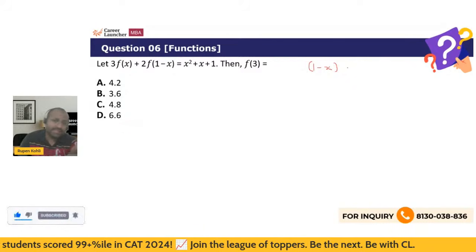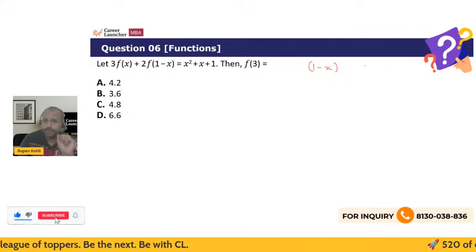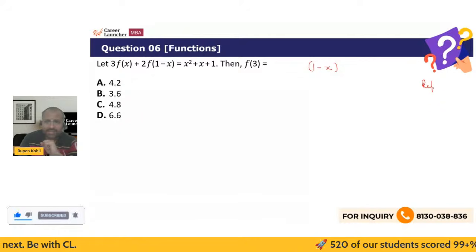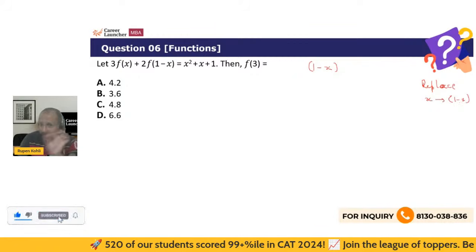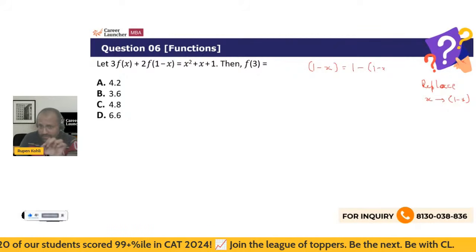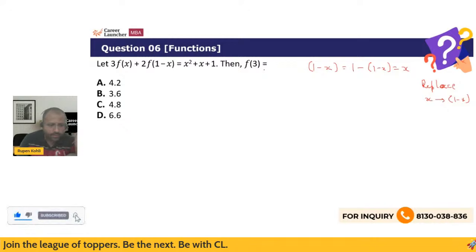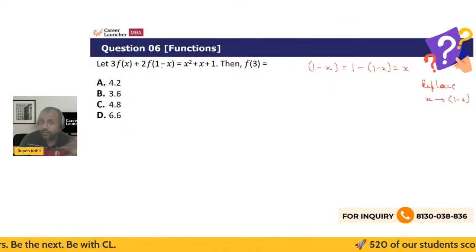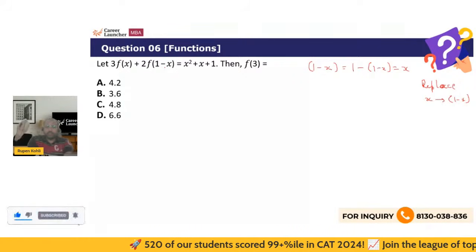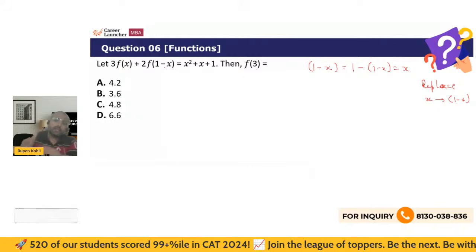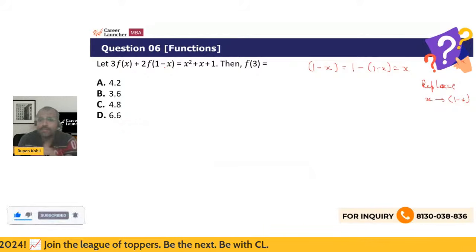If you replace x with 1 minus x, you'll get back x, because 1 minus of 1 minus x is back to x. That's the key. In this question, you have to eliminate f of 1 minus x. This equation is true, so if I replace x with 1 minus x, I will have another equation with different coefficients. And then f(x) can be obtained, right? So see this.